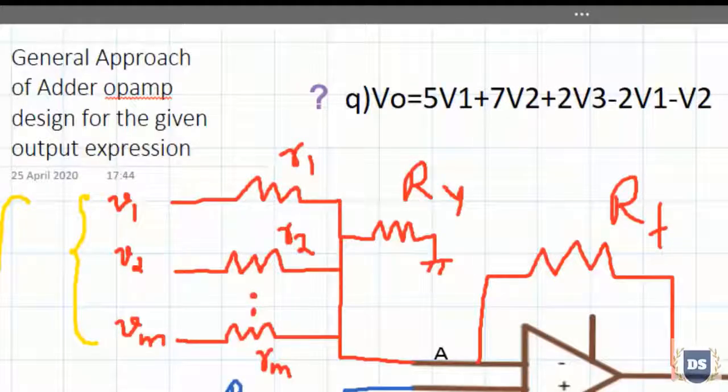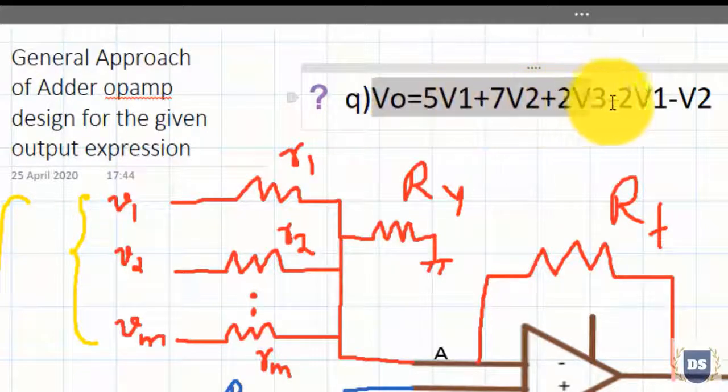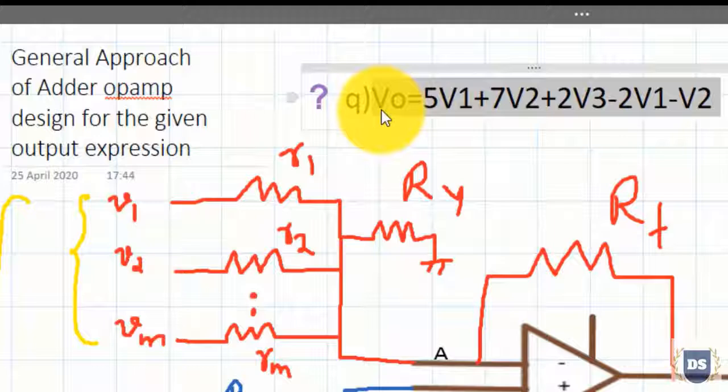What's going on, guys? Welcome to this video tutorial, and in this video tutorial we'll go through the general approach for adder op-amp design for a given output expression. Let's say our question is something like this, wherein the problem statement will contain the output voltage expression in terms of input voltages, and we are supposed to design an op-amp adder circuit for the given output voltage expression.